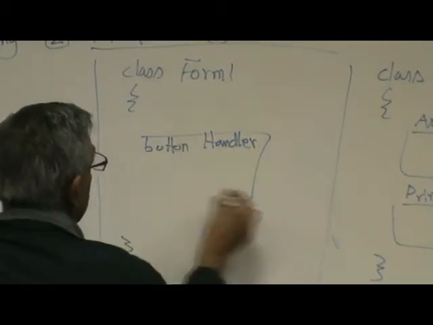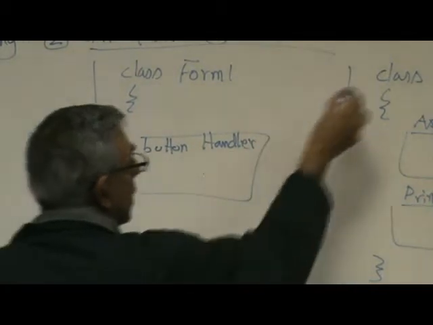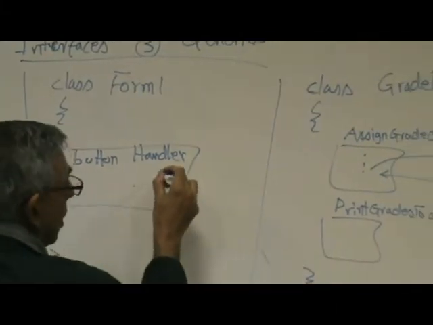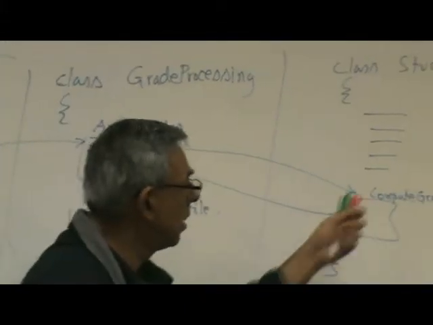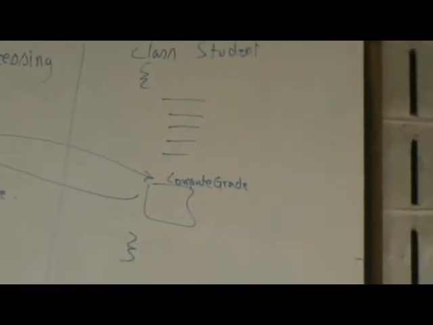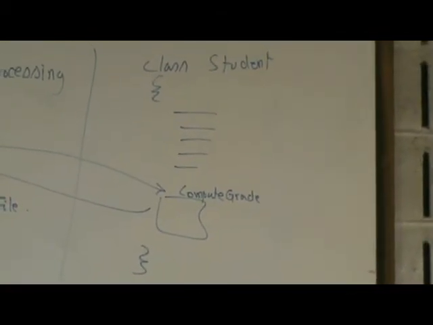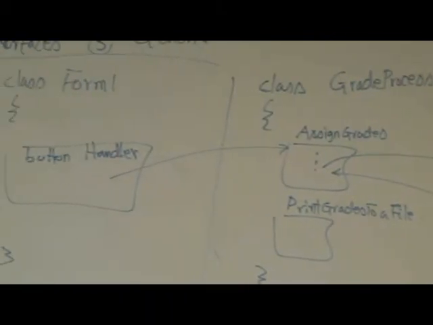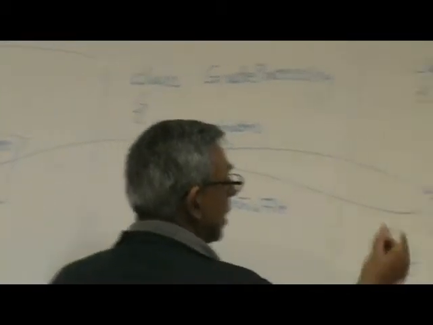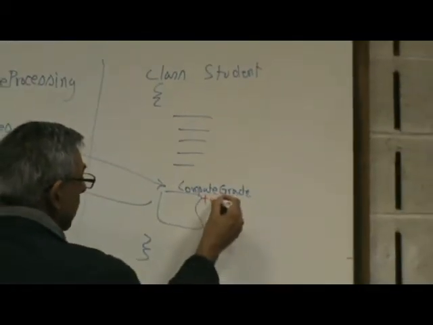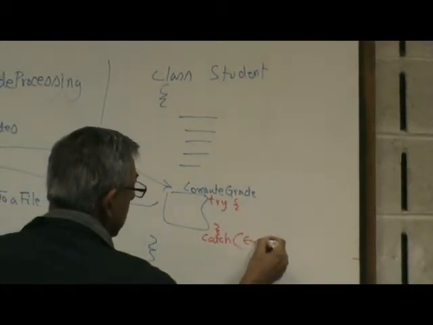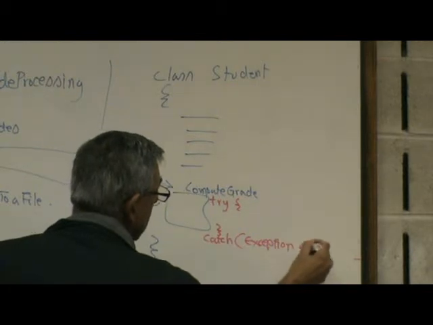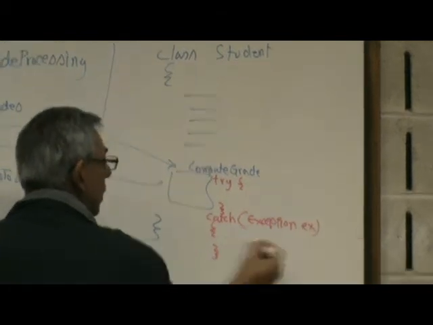Okay, so this button handler creates one object of this class, calls assign grades. Assign grades further inside it calls compute grade, right? Okay, so now how will you write the try and catch in each one of these methods? As we discussed, you will enclose all your code over here in a try and a catch, right? And as a minimum, you will do the base class exception, correct? So what will you say over here?